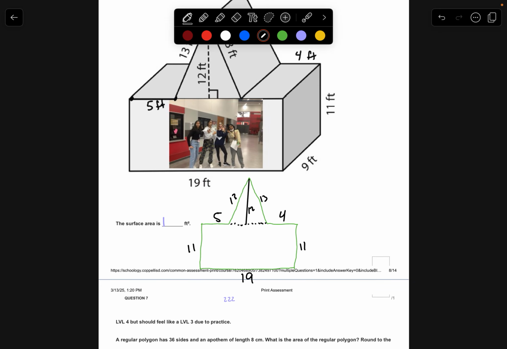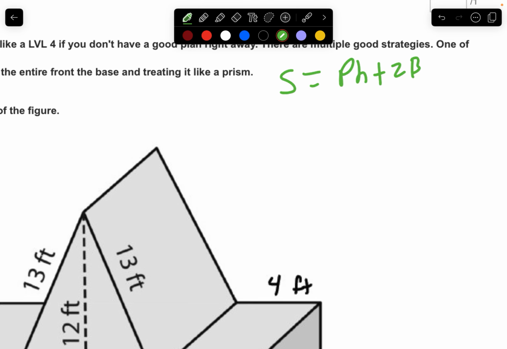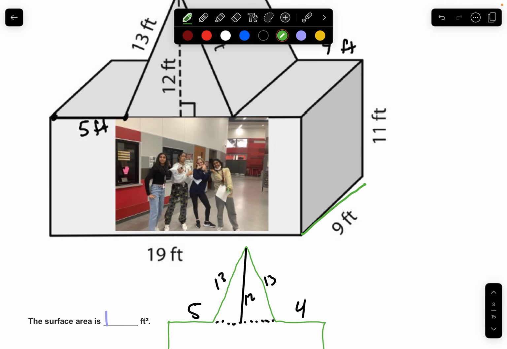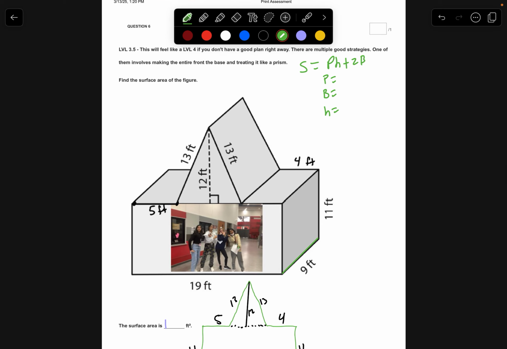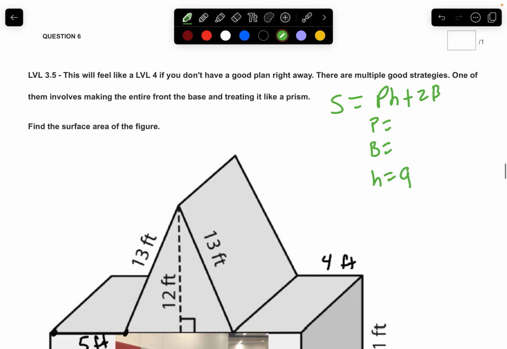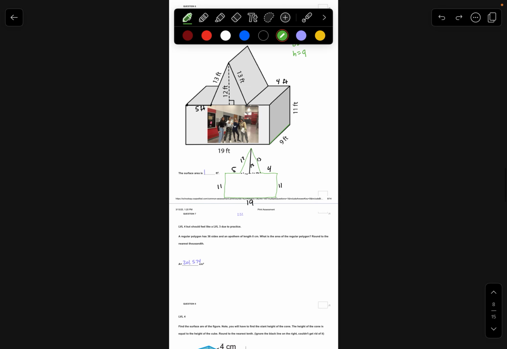All right. So I need to treat it like a prism. I'm going to write the formula down. A prism is pH plus 2B. I need P, I need B, and I need H. Well, H is the distance between the bases. So H is how far it is from front to back. The distance between the bases is 9. This formula is for this figure. Remember, heights are what we get confused real often. The height of this figure is 9. If I'm considering the front and the back of the bases, the height is 9.